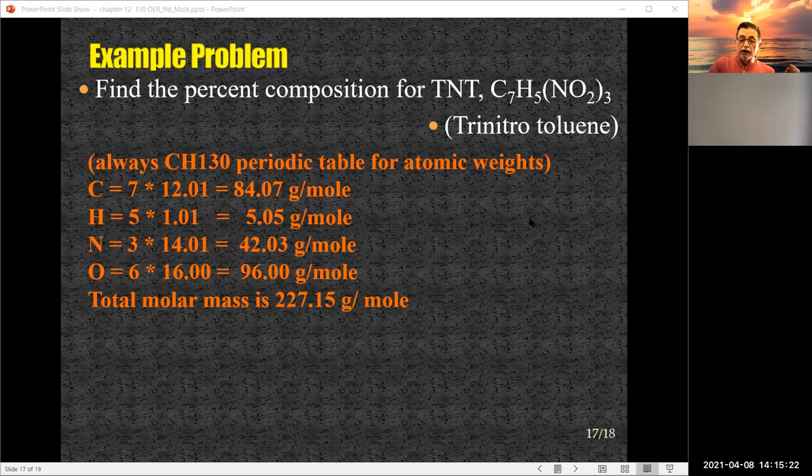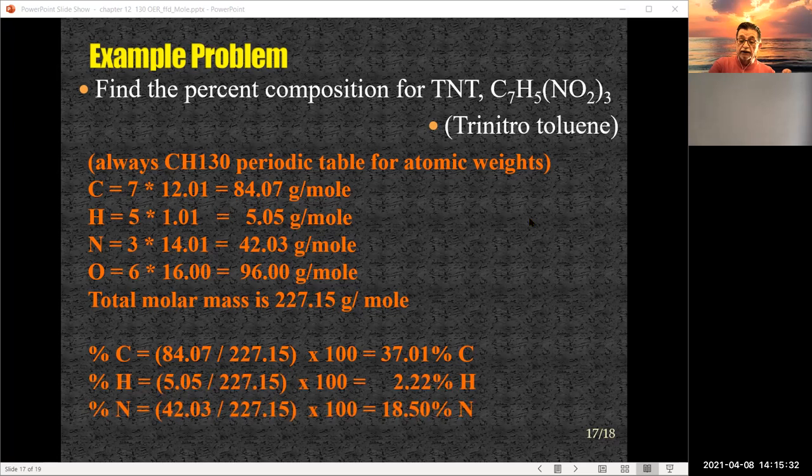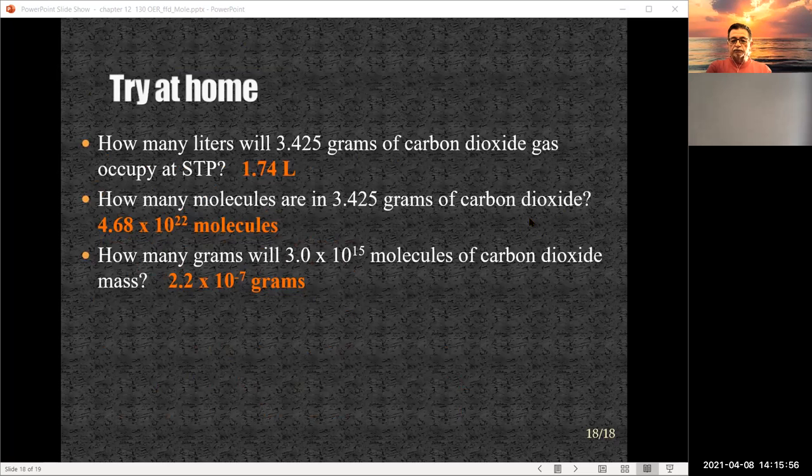227.15 grams total. Now you go back and do the division for each component, each atom. Carbon is 84.07, and carbon consists of 37.01%, hydrogen is 2.22%, nitrogen is 18.5%, and oxygen is 42.26%. That is the percent composition of all the elements, and that is what TNT is made up of. All right, try these at home.